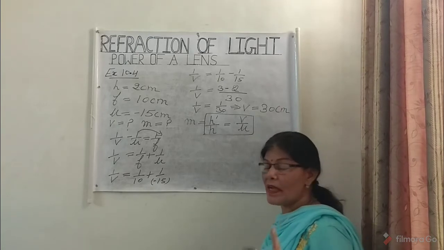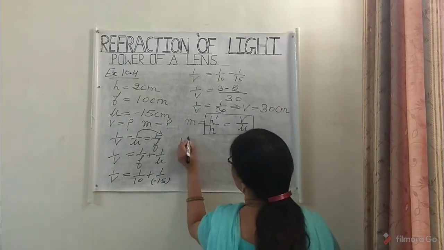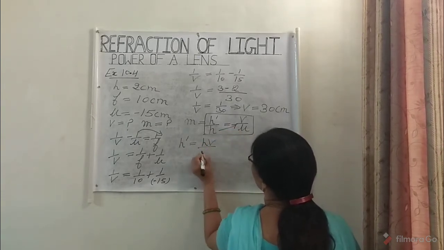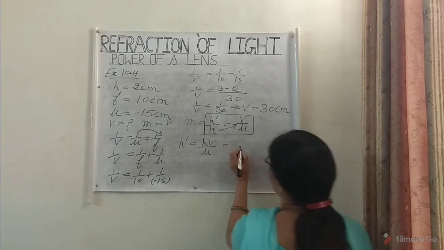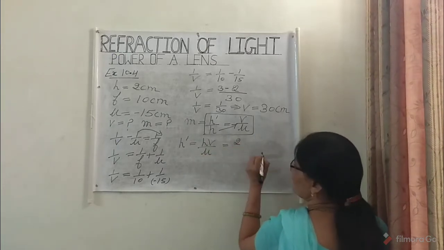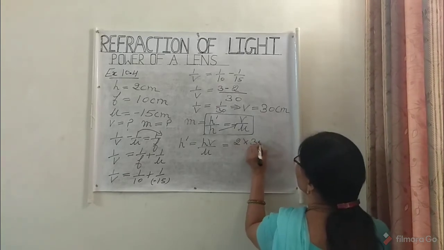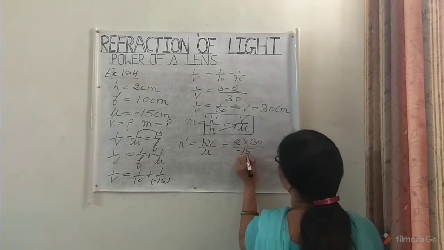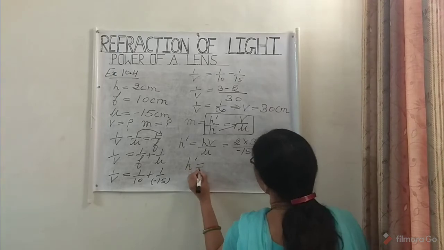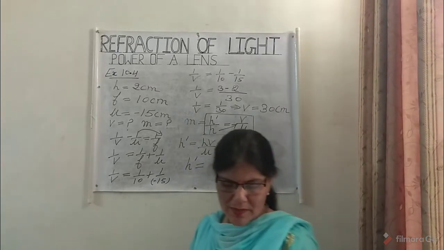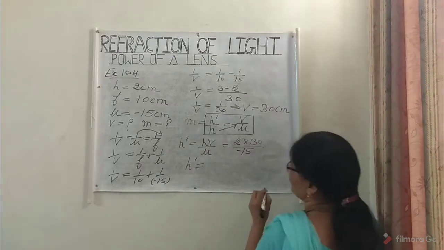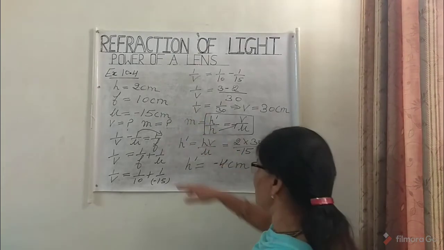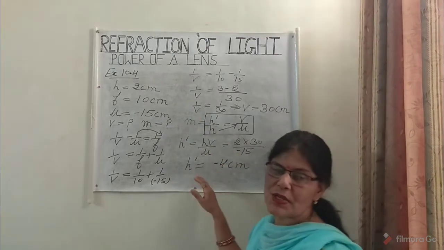of the image. So H dash is equal to, this H will go here, this will be HV upon U. H is 2 centimeter, V is 30, and our U is minus 15. So the value of H dash will be minus 4 centimeter. Our unit is centimeter. This is H dash, height of the image.